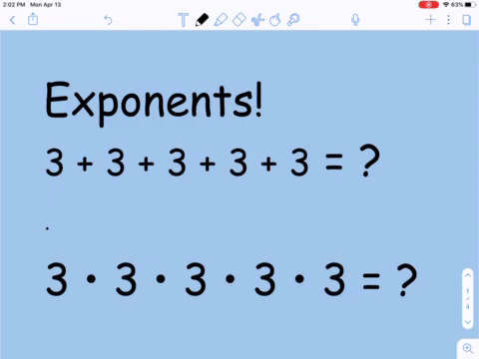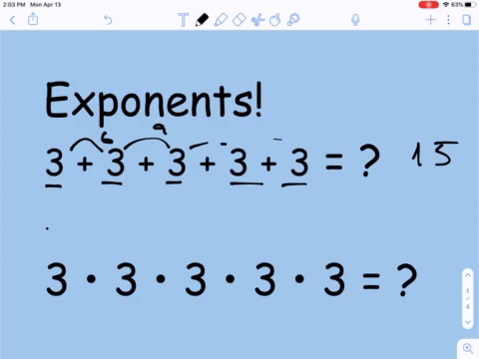If I've got this expression here, that's 3 plus 3 plus 3, going on and on like that, and I ask you to figure out what that is. Hopefully, at this point, a lot of you could just add them all up. You could go 3 plus 3 is 6, and 3 plus 3 is 9, and keep going on until you get 15, right?